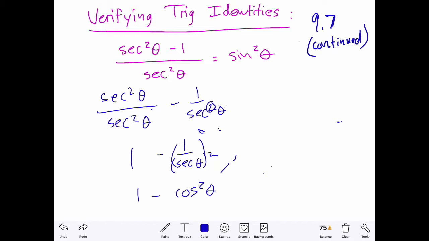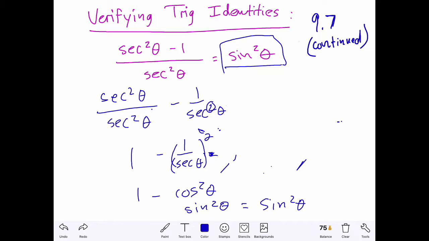So 1 over secant, and I'll put the squared here because 1 squared is just 1. 1 over secant squared can become cosine squared, because remember, cosine is 1 over secant and it applies if it's squared as well, okay? And then 1 minus cosine squared, that's one of my other trig identities, so that equals sine squared theta. Notice I made it look like the other side, right? Sine squared theta.